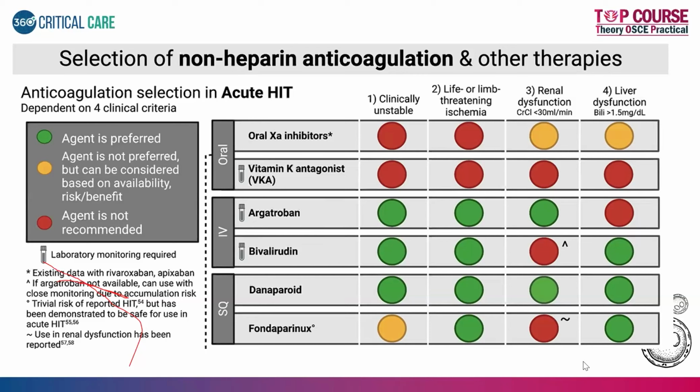One glaring thing that we look at here is vitamin K antagonist. Despite it being a non-heparin anticoagulant, this agent is not recommended because vitamin K antagonist itself, in this particular phase, can cause thrombosis. That is the reason there is no role for warfarin in HITT. I'll be discussing this in the further slides.